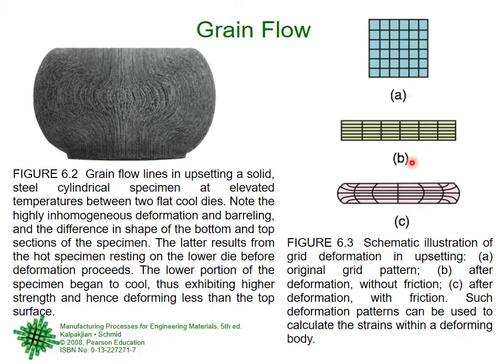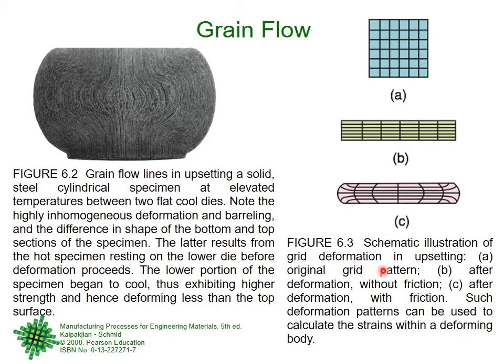But if there was friction, then barreling will happen, and barreling means that this round shape will appear. So you can actually do that. You can take a small piece of material which you cut into two pieces, and then on each face you make this grid line, and then you do the forging and so on, and after forging you see how it is happening. So that is what it is here.